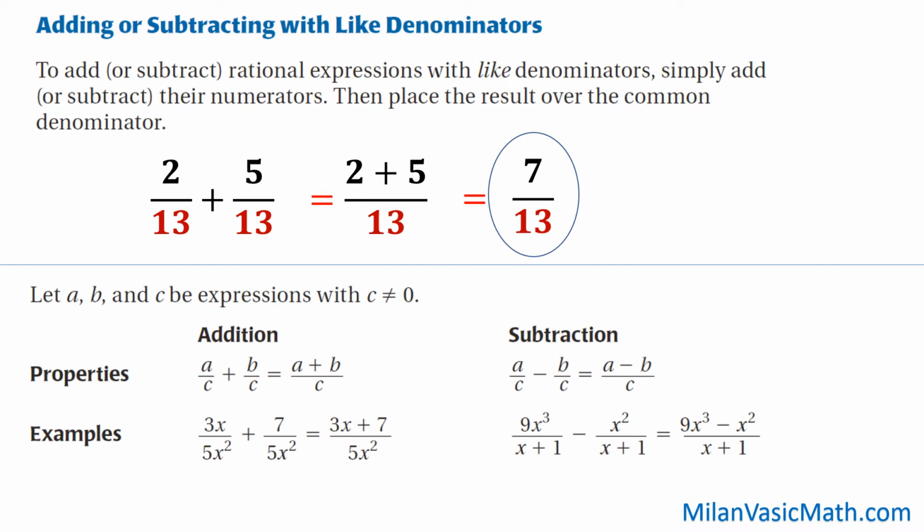The same thing applies if you have any denominator that's the same. So even if it's 5x squared and 5x squared, we just keep that denominator. It doesn't matter how complicated the denominator is, as long as the denominators are the same, you can freely add and subtract the numerators.